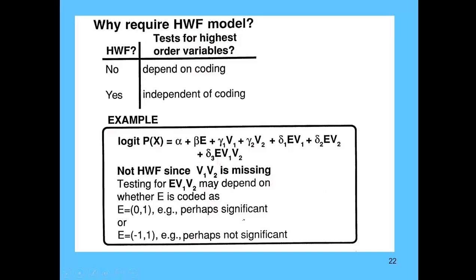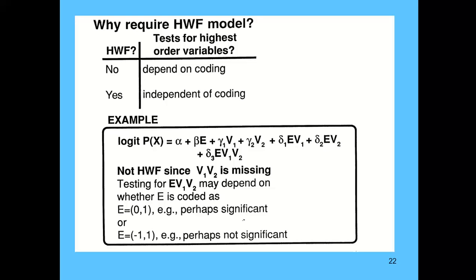Now, what do I mean by coding? Well, think of it. One of the variables, a key variable in this model, is E. Okay? Now, when you set up your data, you can code E as 0 or 1 if it's binary. And that's what most people do. But you might code it as 1 or 2. You might code it as 1 or minus 1. Right? There are a lot of different ways you can code it. Or 0 and 100. Okay?